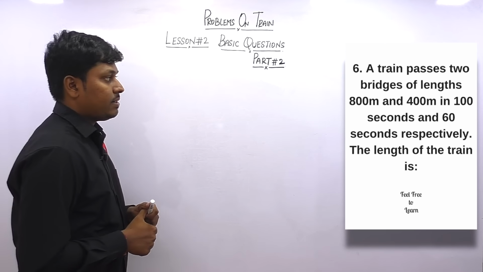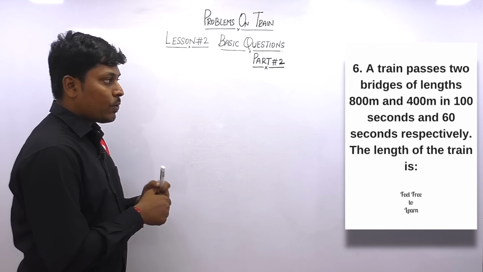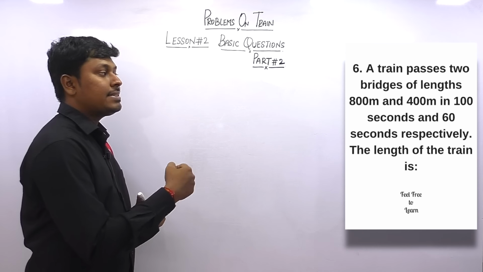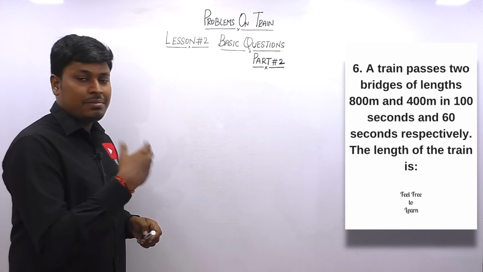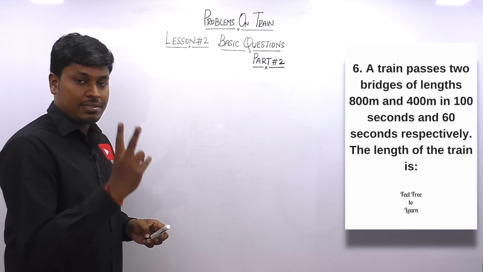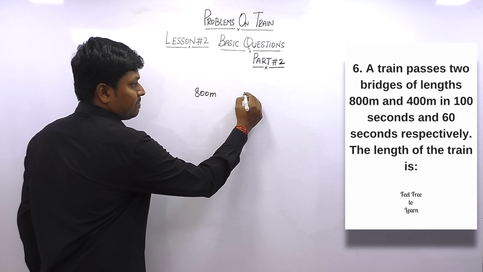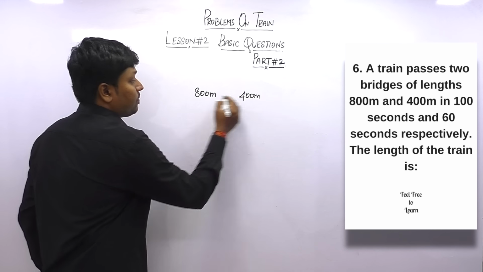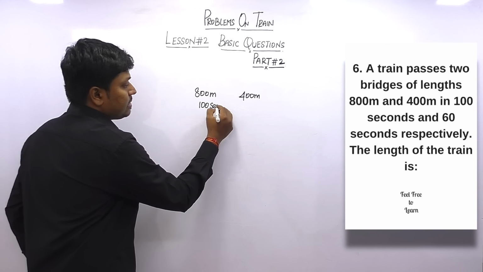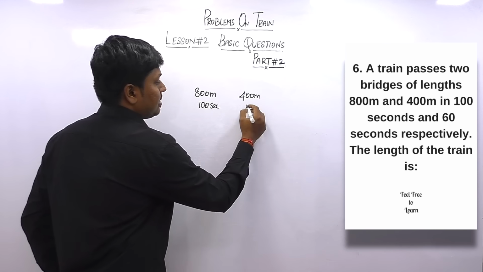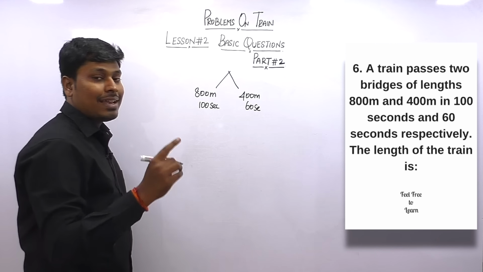Last, the sixth question. A train passes two bridges of length 800 meters and 400 meters in 100 seconds and 60 seconds respectively. Then the length of the train is? I think the concept is similar to the previous question. The train crosses two bridges. The first bridge length is given, 800 meters, and the second bridge length is given, 400 meters. For crossing the 800 meters, a train takes 100 seconds. Similarly, for crossing the second bridge, a train takes 60 seconds. By using this data, our target is to find the length of the train.